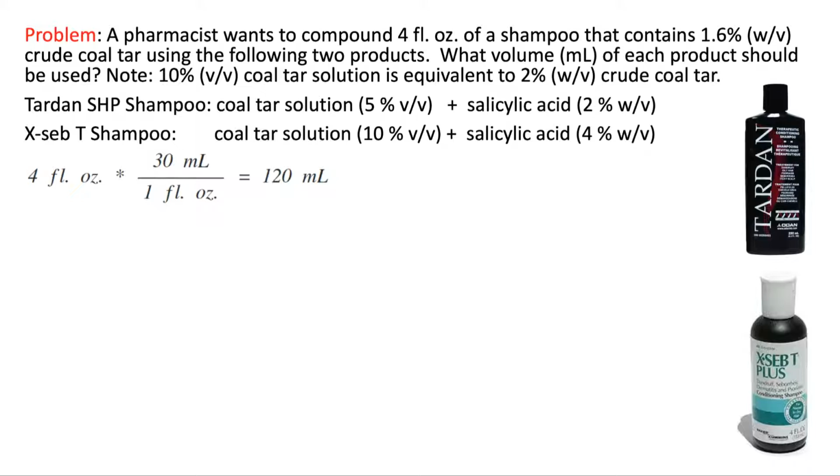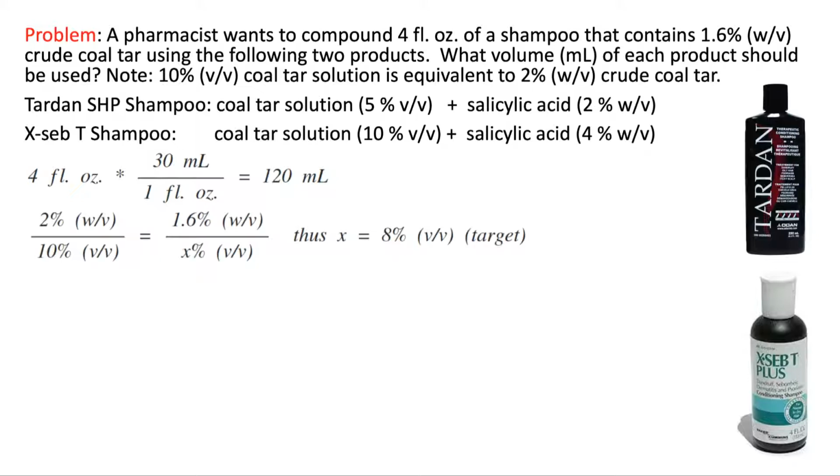Now, since all of my concentrations of the coal tar in my shampoos are expressed in volume per volume of the solution, let's change my target. It would be a lot easier to go from my 1.6% weight per volume of crude coal tar to tell me, okay, what actual amount of solution concentration, volume per volume, would that be equivalent to? And I can do that because my note tells me that a 10% volume per volume coal tar solution is equivalent to a 2% weight per volume concentration of crude coal tar.